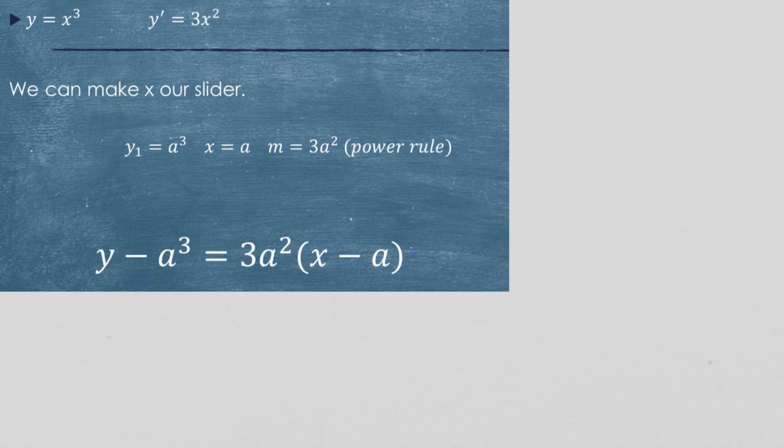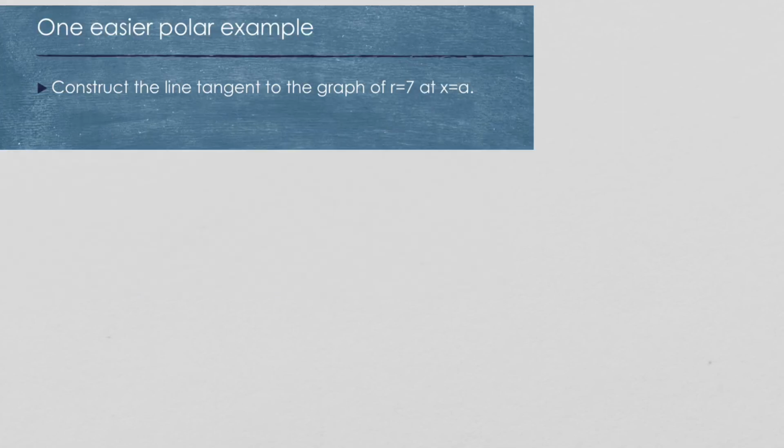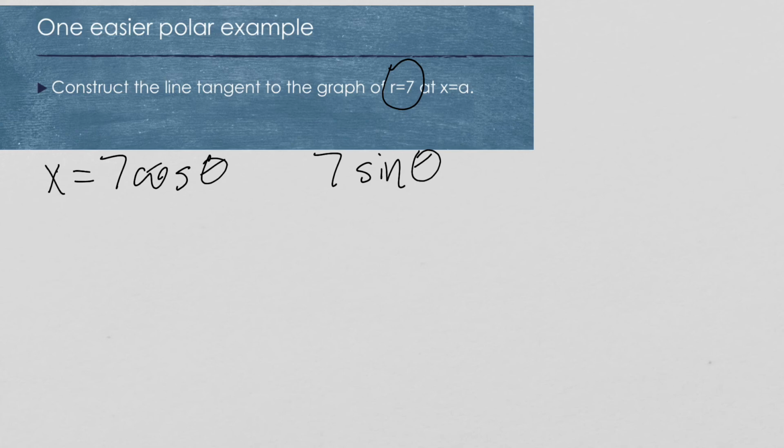All right. Now, let's start to look at polar graphs. So we'll start off with this one here. Constructing a line tangent to the graph of r equals 7 at a random x equals a. All right, so let's talk about this. If I was to graph this, this would be a circle, correct? So what were the two values to make a circle? It was cosine and sine, but because this is 7, we know that one of them is going to be 7 cosine theta, and the other one is going to be 7 sine theta. Which was x and which was y? The x was the cosine one, the y was the sine one.